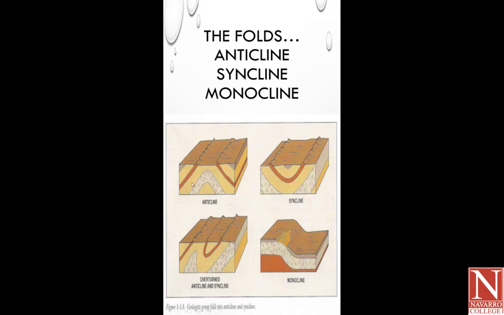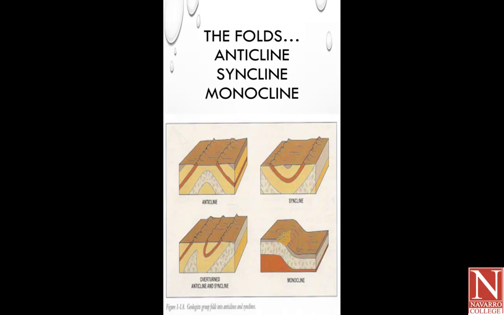Now, when you look at this fold right here, the first one is called an anticline. That anticline is a fold that comes from the plates pushing together, and it makes the rock bend in an upward slope, in an upward position.